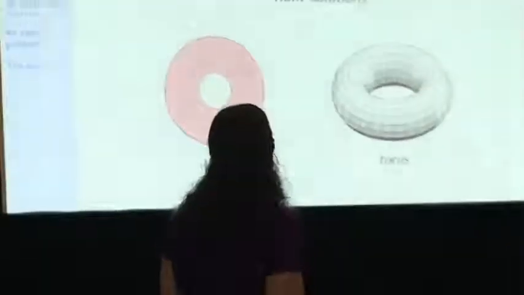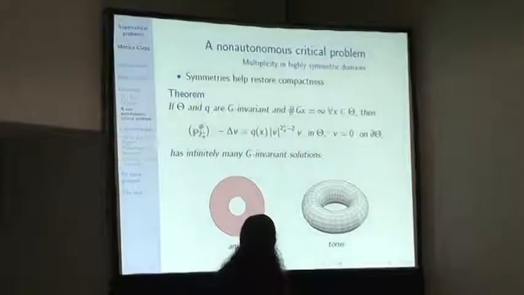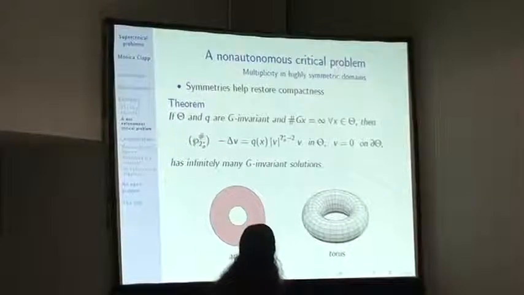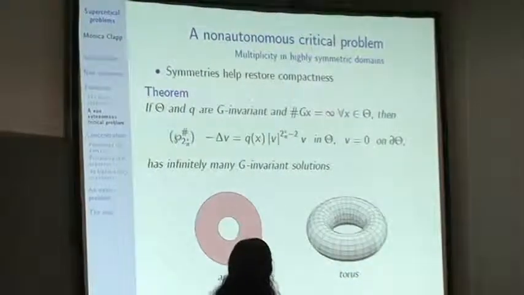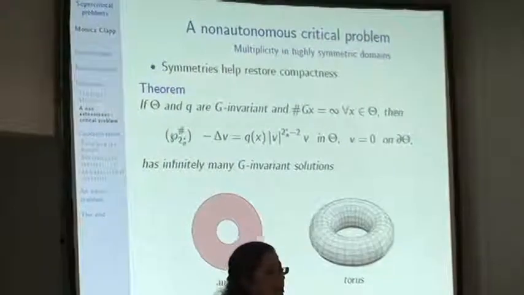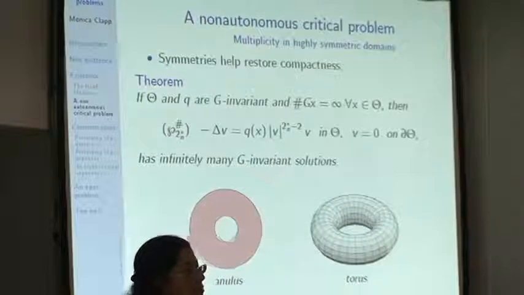So what do we do? Well, one thing that is well known is that symmetries usually help to regain some compactness. And in fact, the result I gave you at the beginning for the problem when Q was equal to 1 continues to be true for any Q which is G-invariant. So this means if the domain is G-invariant and has no finite orbits, then you will still have infinitely many G-invariant solutions.